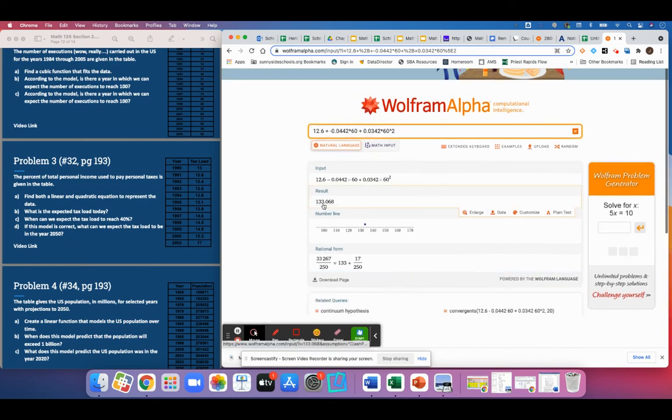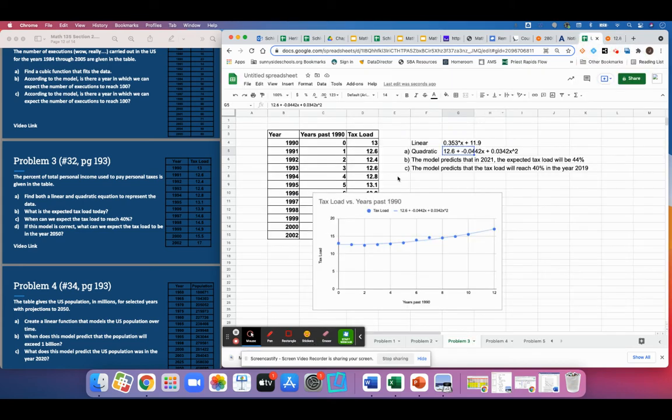So this model would predict that in the year 2050, you would pay 133% of your income in taxes, which means you would give everything and 33% more. So that is obviously not going to be the case.